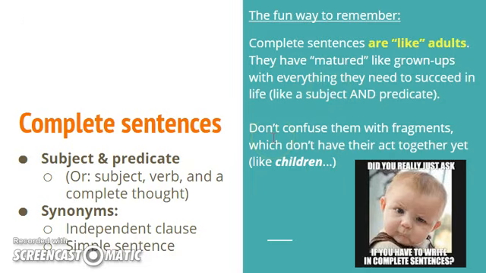Don't confuse a complete sentence with a fragment. Fragments don't have their act together yet, kind of like children who can't stand on their own and still depend on their parents. So let's talk about that.